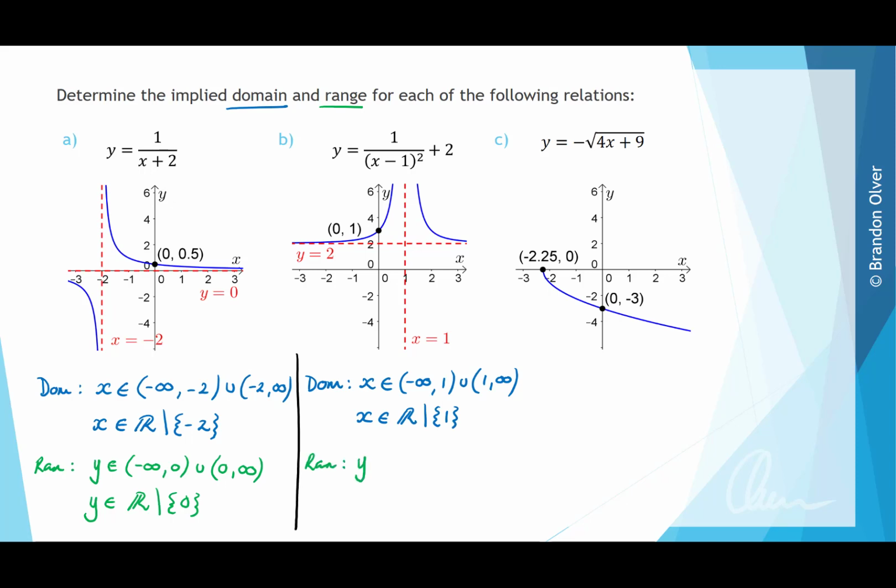So this is y is an element of, it's all of the y values that are generated by the rule. And from this, you can see that the y values start at y equals 2 not included. So it goes from 2 not included all the way up to infinity.